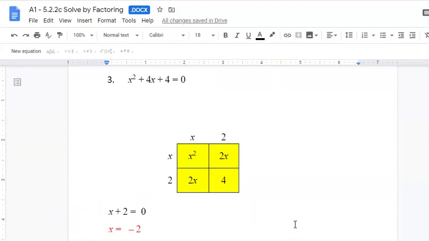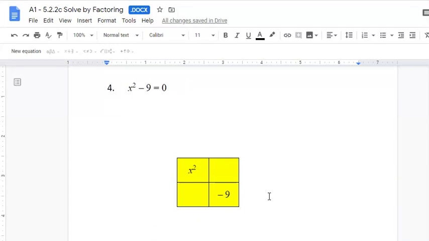To solve the quadratic equation, we set our factors equal to 0 and solve. But in this case, the factors are the same factor. So you really only have to set one of them equal to 0. x plus 2 is equal to 0 means we subtract 2 from both sides of the equation and get x is equal to negative 2. Now, what's different about this quadratic equation is that it has the same solution twice. We call this solution a double root.